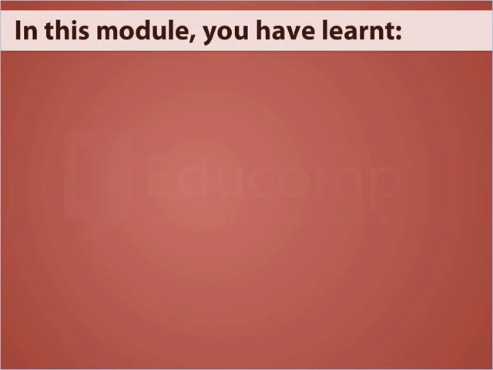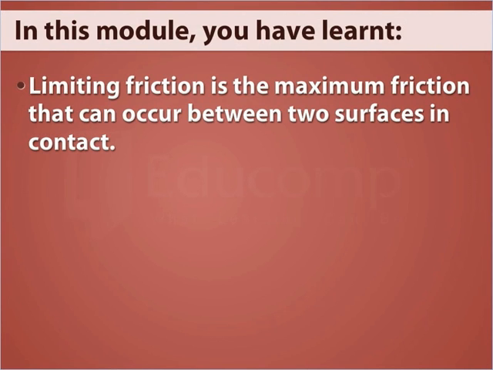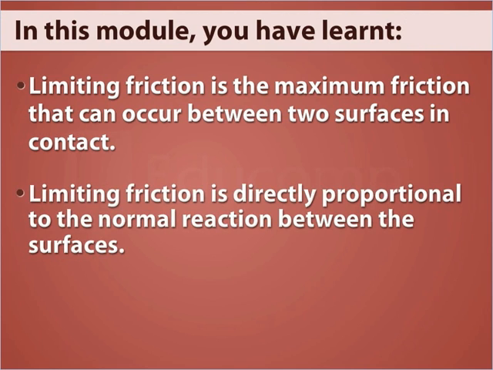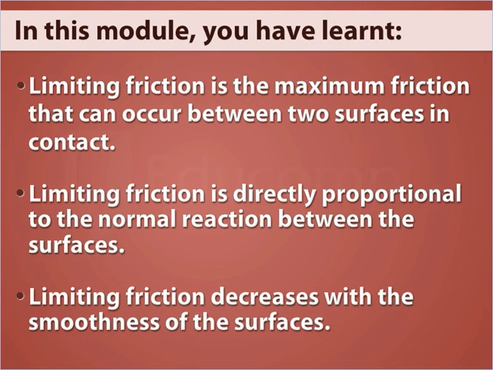In this module, you have learnt limiting friction is the maximum friction that can occur between two surfaces in contact. Limiting friction is directly proportional to the normal reaction between the surfaces. Limiting friction decreases with the smoothness of the surfaces.